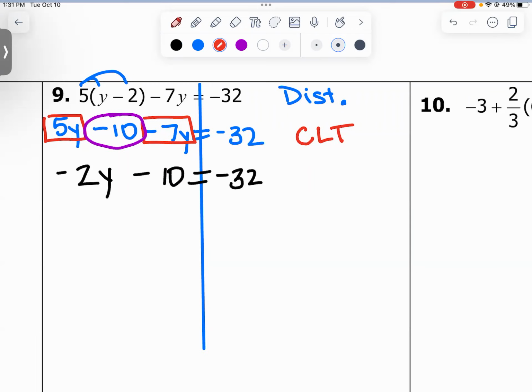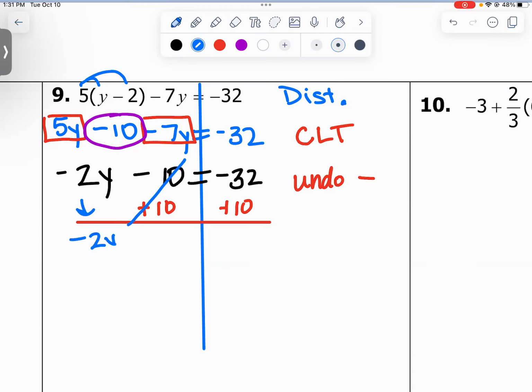Okay. All right, Miss, this is so easy. What's our next step? You have to draw the line again. Oh, you already did, but you have to add 10. All right, we need to undo our subtraction by adding 10 to both sides. So our 10s cancel out. We still have negative 2y equals, you said negative 22. Okay, great. Jacob, what's our next step?